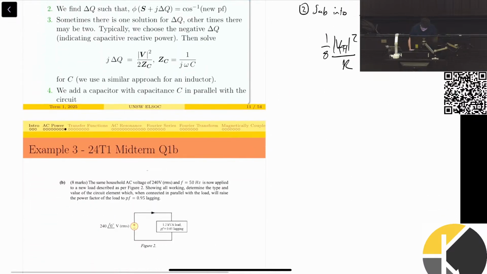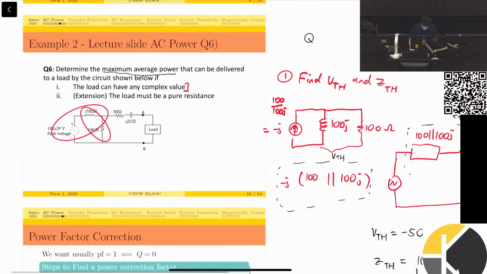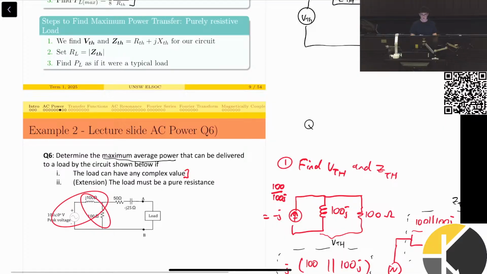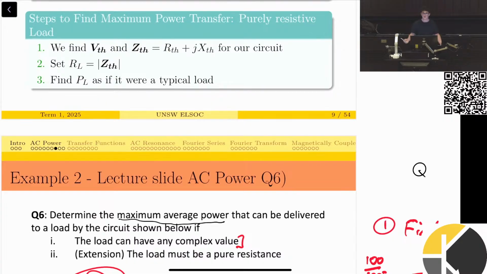I'm not going to go through the full of part two because I'm just worried about our time, but I will just say it's the exact same. You don't have to do any extra work. You can just let your RL, the load you plug in to the circuit they give you, be the magnitude of Z-Thevenin.